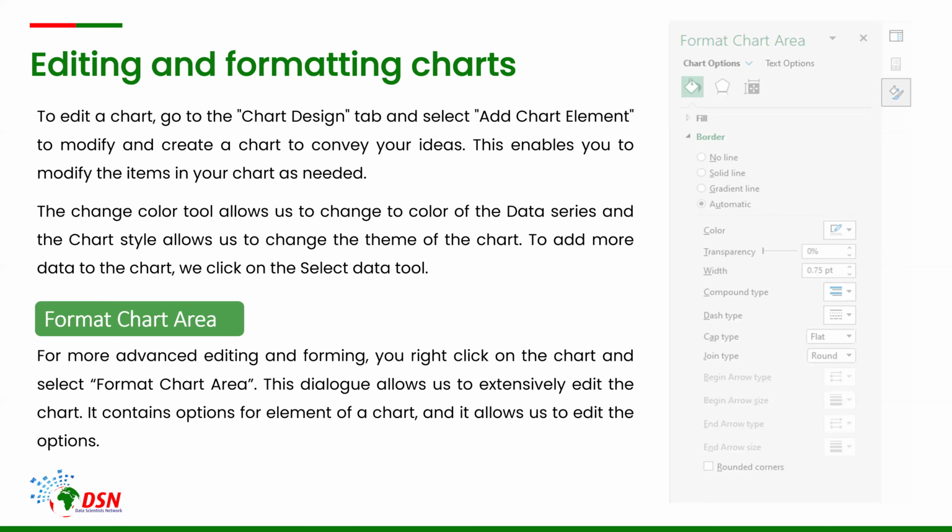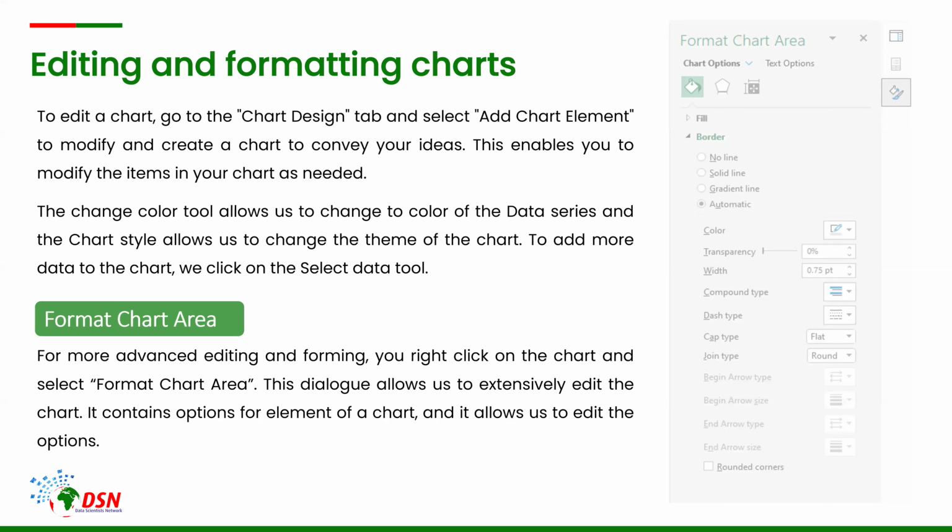Now let us take note of that. Remember that data series are like the rectangles, the solid areas, the color field. So the change color allows us to change it. The other time we're using blue and red, I guess. So you can change it to probably green and something else if you want. So it allows you to change the color of the data series.